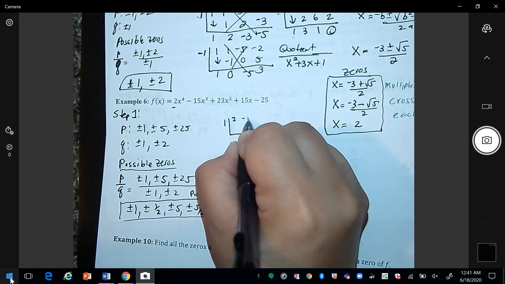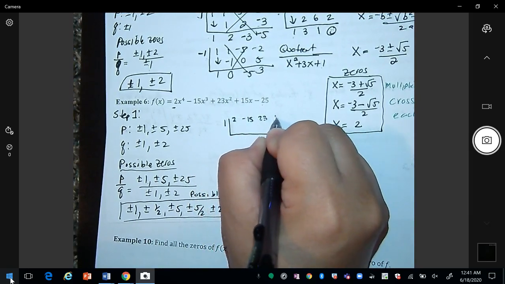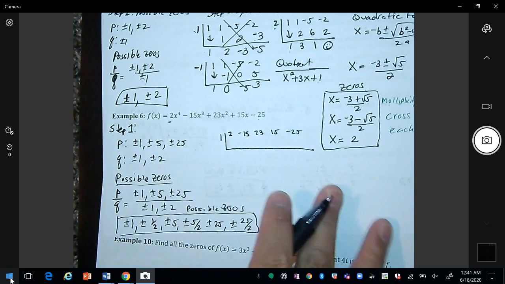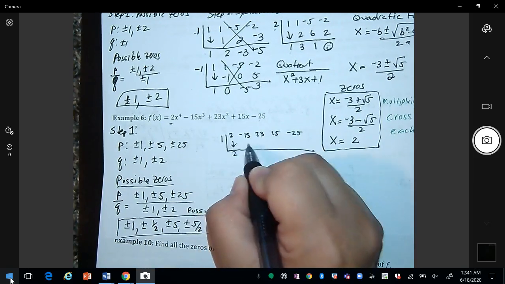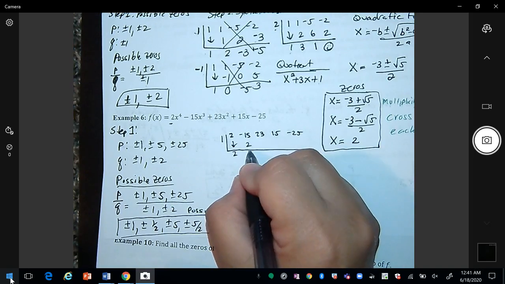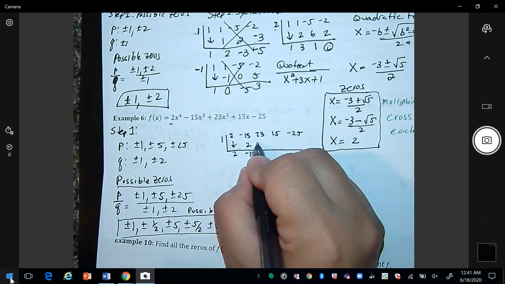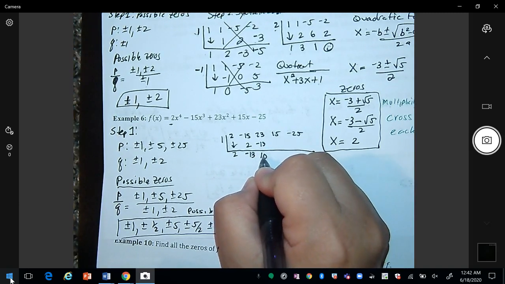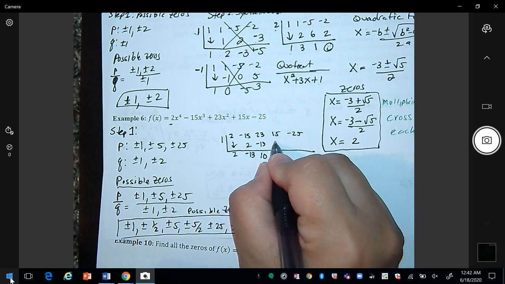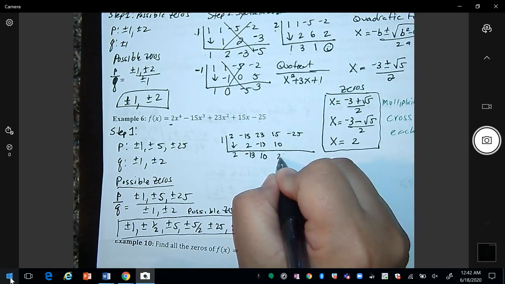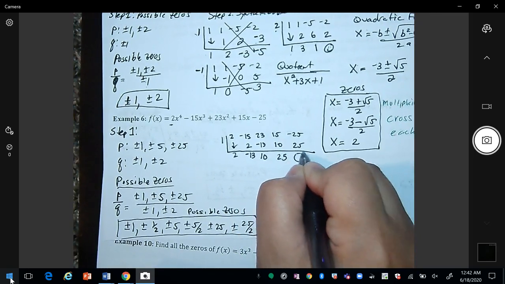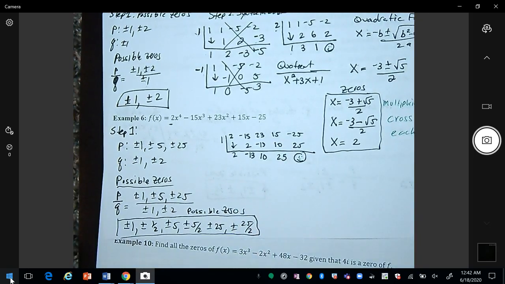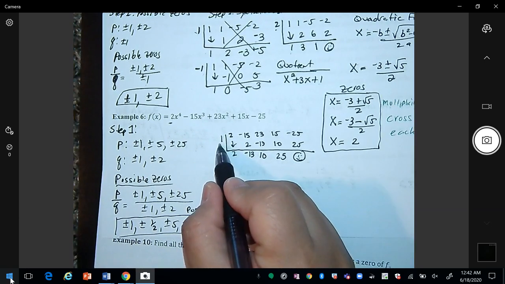So we have 2, -15, 23, 15, -25. So we bring down the 2. 2 times 1 is 2, plus -15 gives me -13 times 1 is -13. 23 minus 13 is 10 times 1 is 10. So we get 25 times 1 is 25, and then we end up with 0. Since we have a 0, that means that x equals 1 is a 0.